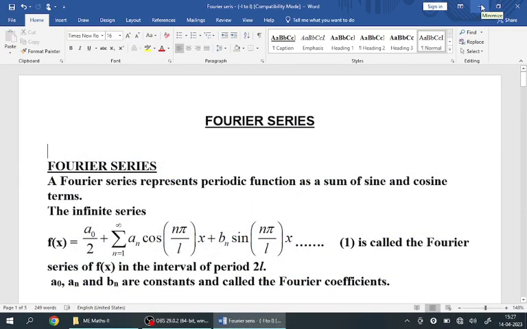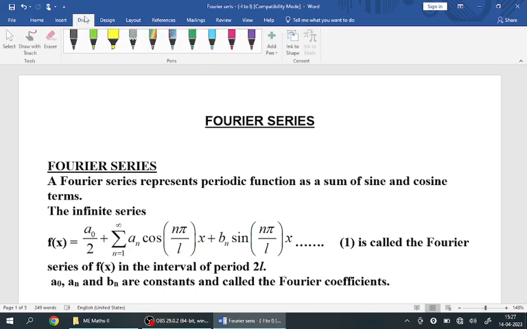Hello everyone, this is our first session on Fourier series. In the first session, you will learn about the interval minus L to L.